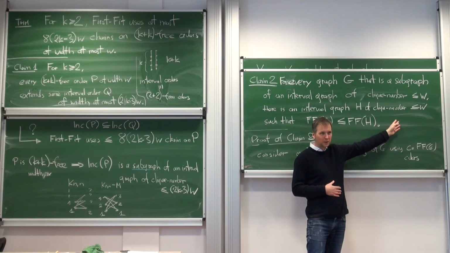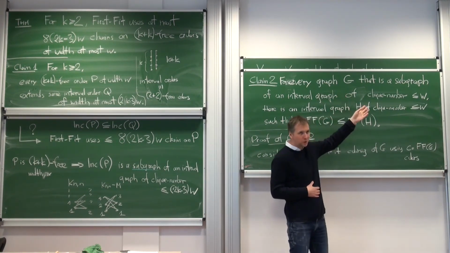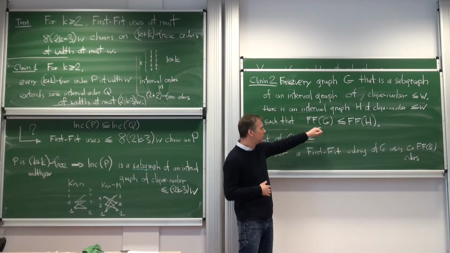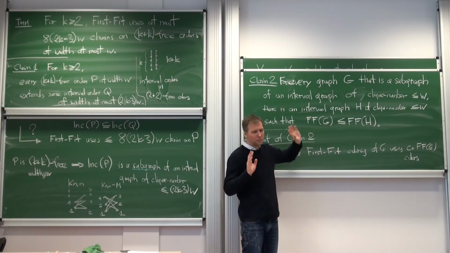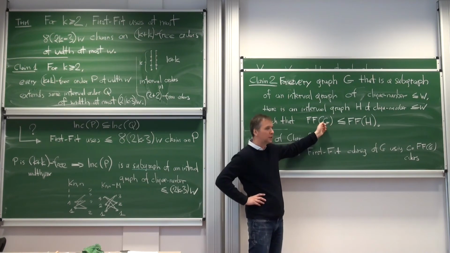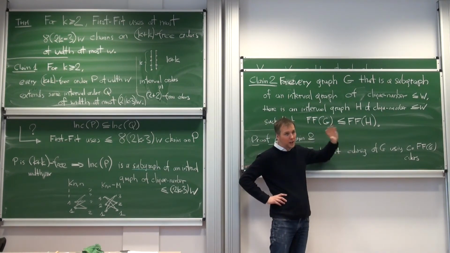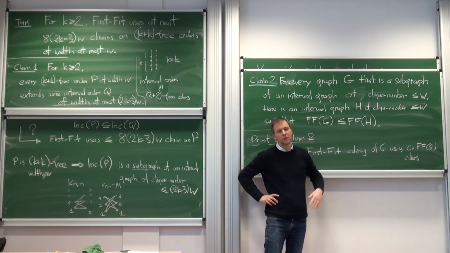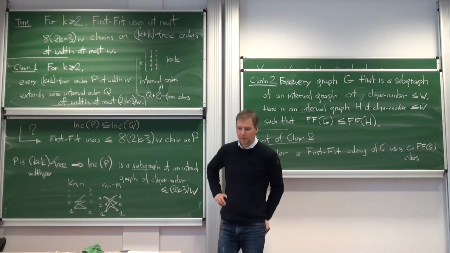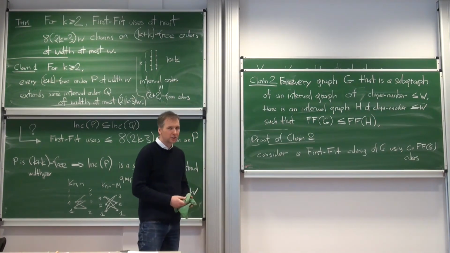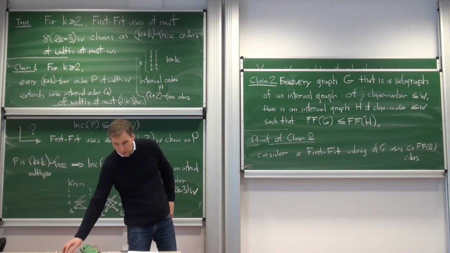There exists one. It's not necessarily that supergraph itself, but there exists one such that the first fit number on the graph G, so the maximum color that first fit is forced to use on G, lower bounds the first fit on H. And H is an interval graph. Clearly that's good enough for our purposes. So let's just go into the proof of claim 2. It's not hard.